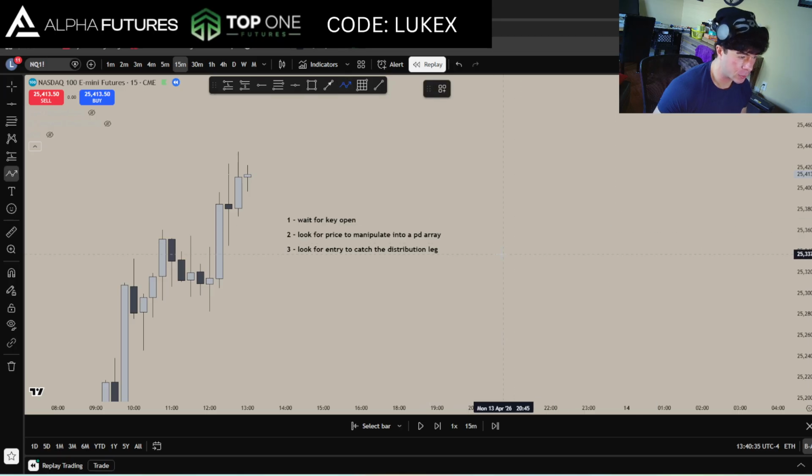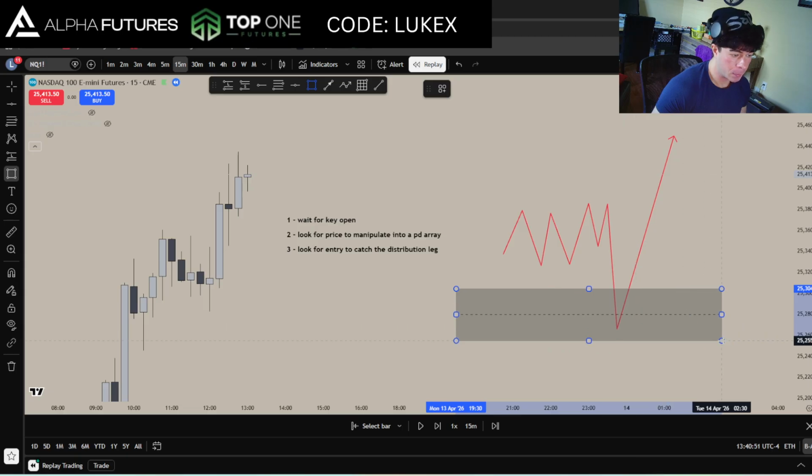So let's say again, for example, price is chopping around right here. 1030 opens up, we get manipulation, you get your inversion entry to the upside, and then boom, you long. But make sure the manipulation is into a PD array because this is going to give it the most confluence. You don't want to just take any liquidity sweep. Let's say 1030 opens up, manipulates down into a 1-hour fair value gap. You get a 3-minute inversion to the upside.